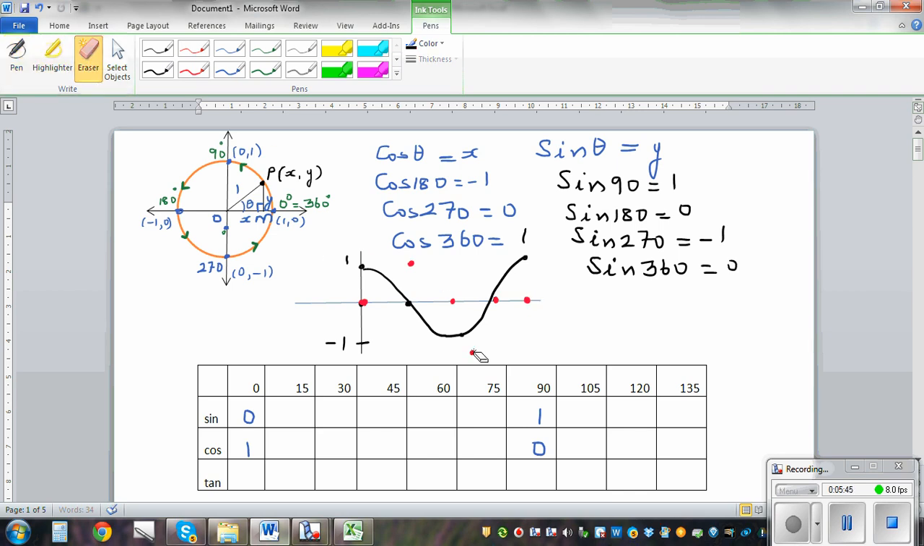So this is 270. Okay, so this is 0, this is 90, this is 180, 270, 360. I hope you can see. And this is 360. So this is negative 1, so let me use red for sine, and it comes back to 0. So the graph would start at baseline, which is 0. So this is a basic sine and cosine graph. Okay. So I'll pause this video and try to do the rest yourself.